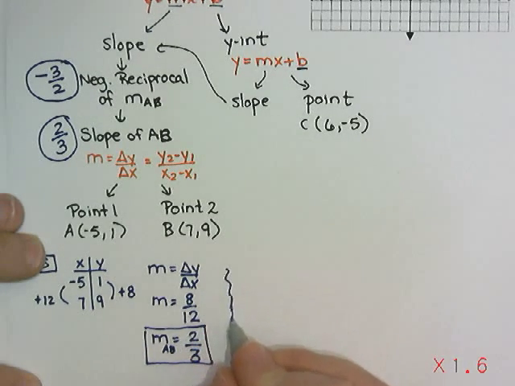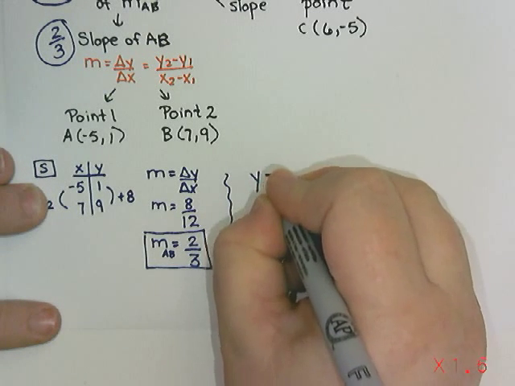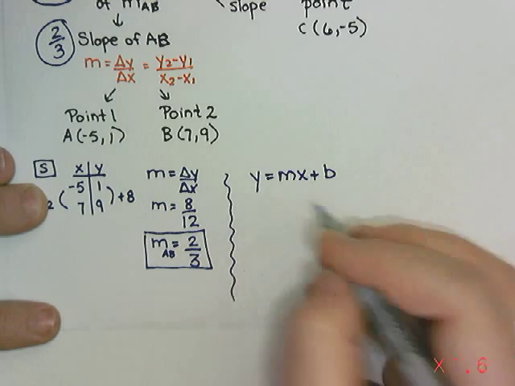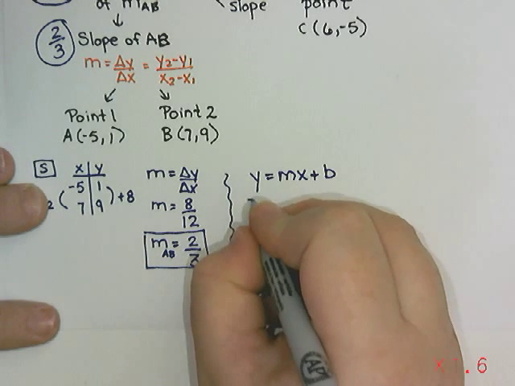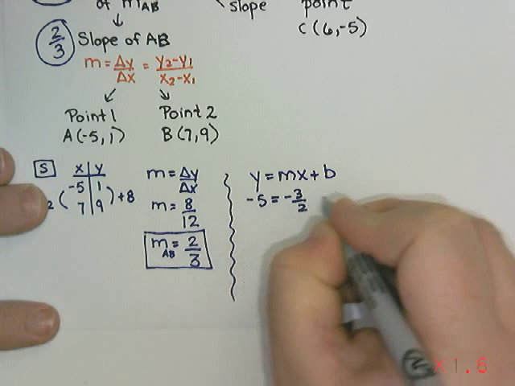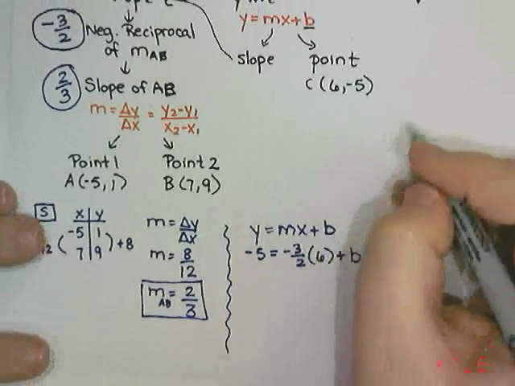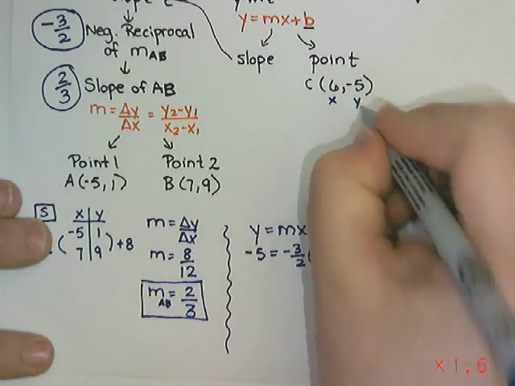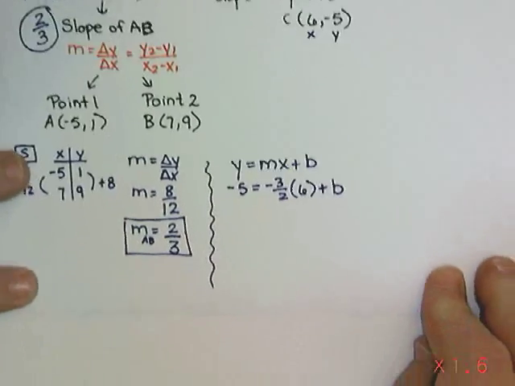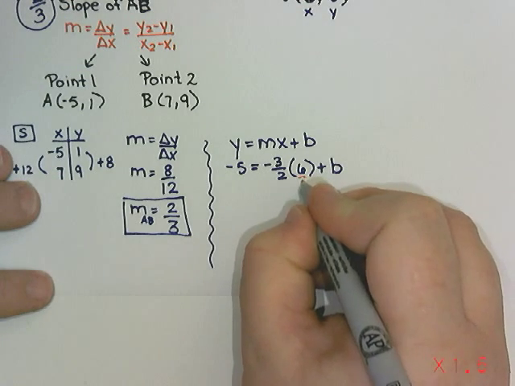So I'm going to write y equals mx plus b. Y is the point, so -5. M is my slope, that's -3/2. And X is 6 plus B, right? So the point here, this is XY. And then there's my slope that we're using, the -3/2. So -3/2 times 6. This is secretly 6/1.